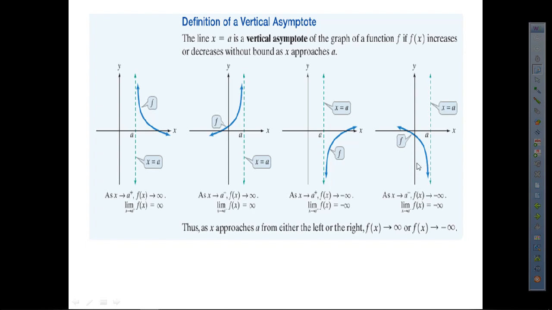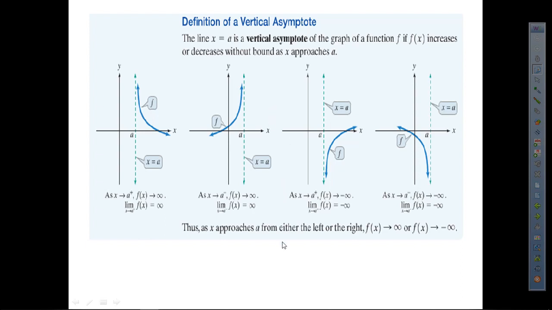And here's all the possible opportunities we've got here. Coming in from the right, it can go off to positive infinity or it can go off to negative infinity. Coming in from the left, it can go off to positive infinity or negative infinity. But that's the definition of a vertical asymptote. Your graph will never cross a vertical asymptote.